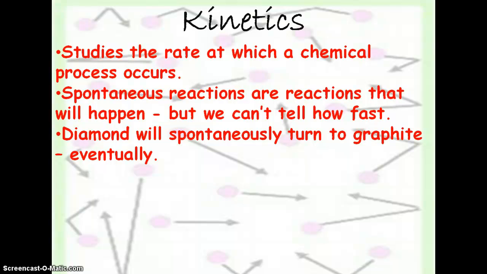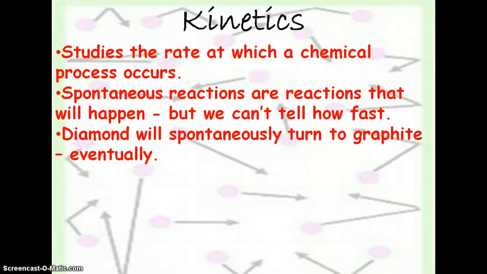All right, first let's just discuss what kinetics is. Kinetics is the study of the rate at which a chemical process occurs, so how fast it occurs. Spontaneous reactions are reactions that will happen, so any spontaneous reaction is going to happen eventually. We just don't know how fast.